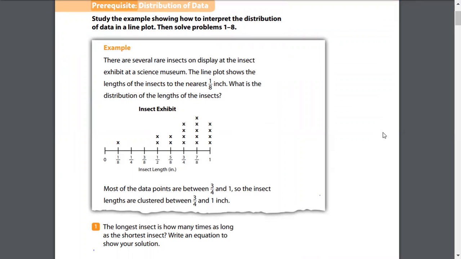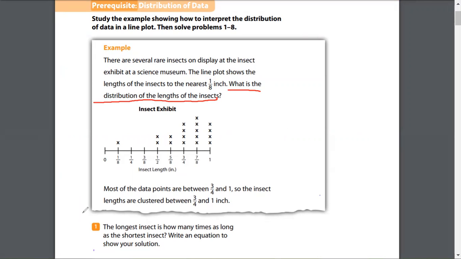So an example, it says, there are several rare insects on display at the insect exhibit at a science museum. The line plot shows the length of the insects to the nearest 1/8 inch. What is the distribution of the length of the insects? So here it says most of the data points are between 3/4 and 1. So the insect lengths are clustered between 3/4 and 1.